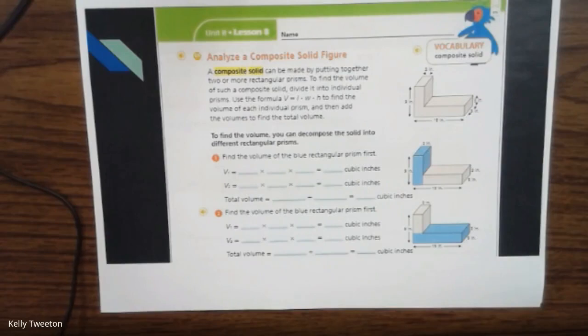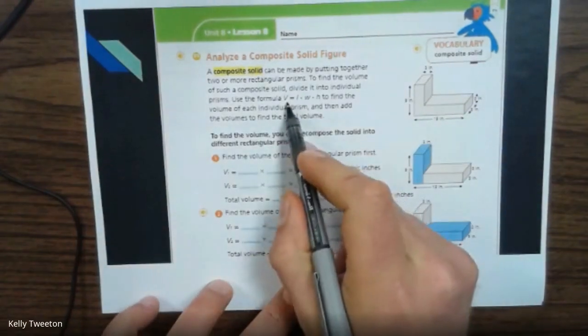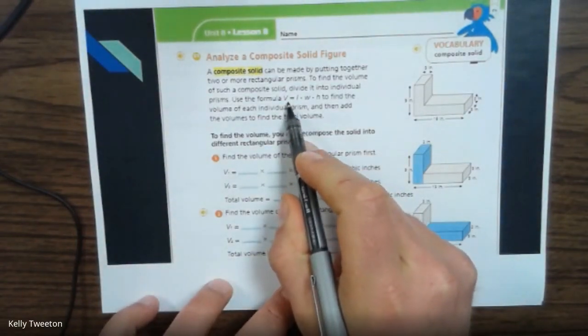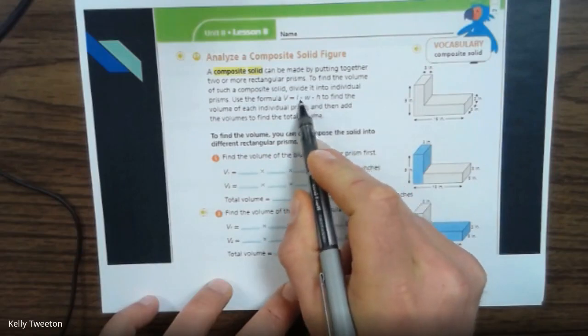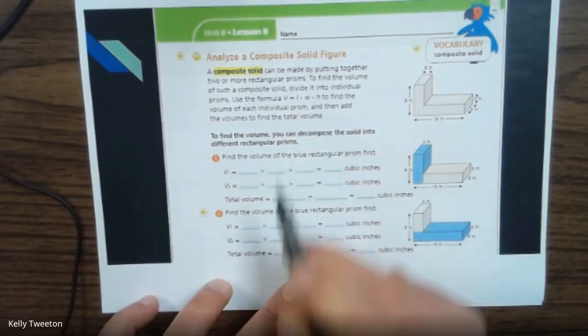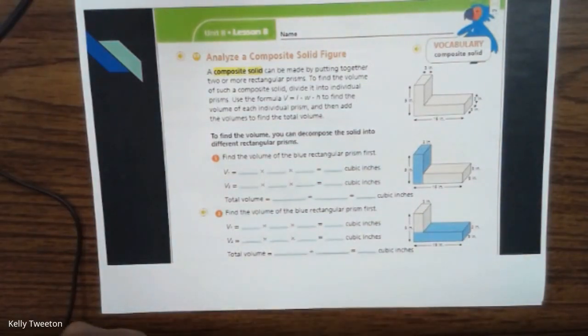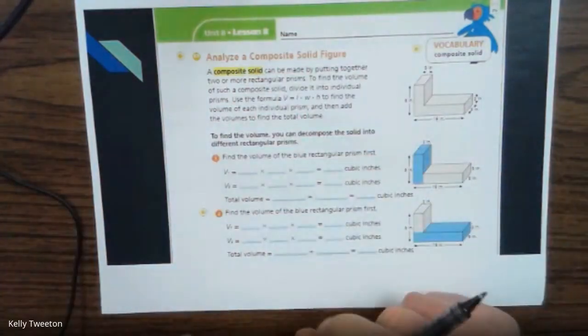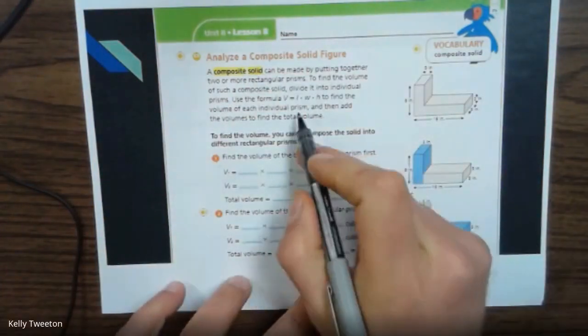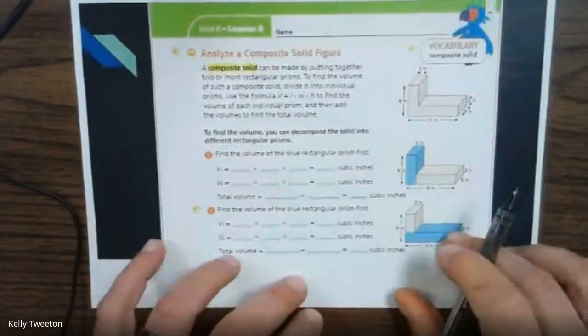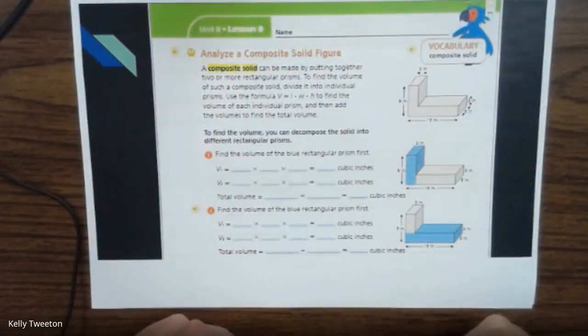So a composite solid can be made by putting together two or more rectangular prisms. To find the volume of such composite solids, divide it into individual prisms using the formula where V, again from the last video, stands for volume. Volume is equal to the length times the width times the height. Now notice the dots in there, something we've worked on this year, where the dot is in lieu of a multiplication sign, because when you get to algebra, the X sign that you know as multiplication actually stands for the letter X. So L times W times H to find the volume of each individual prism, and then add up the volumes to find the total volume. It's like filling up two separate containers and then adding them up at the end to combine everything.